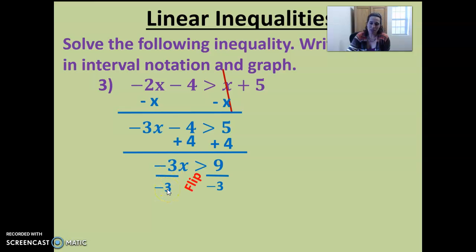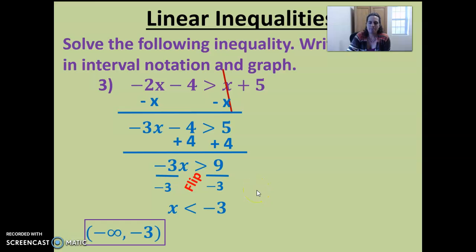Anytime you multiply or divide by a negative, you have to flip your inequality. I'd write that in your notes just so you remember that it did actually change. It wasn't just a fluke, that symbol changed directions. That is a must. So we get x is less than negative 3.